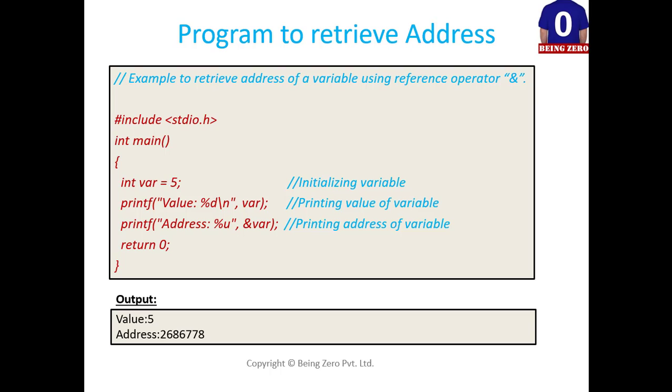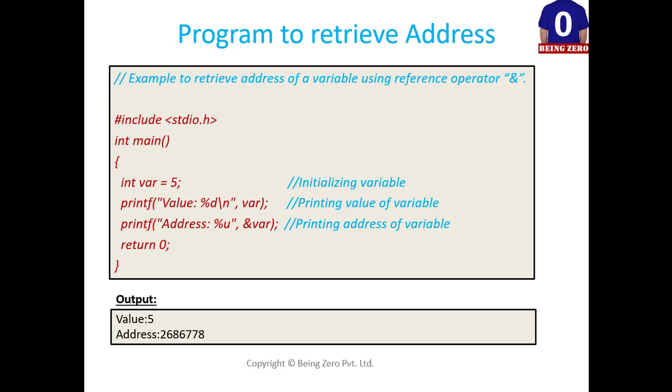In the first step, we are initializing a variable. In the next step, we are printing the value of the variable, and in the third step, we are printing the address of the variable. So below given is the output, where the value is printed as 5 and the value of the address is also printed. You may get a different value of address while executing the code. So value 5 is stored at this particular address, while var is just the name of the memory location.